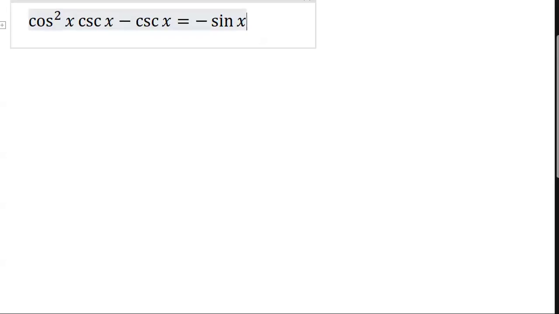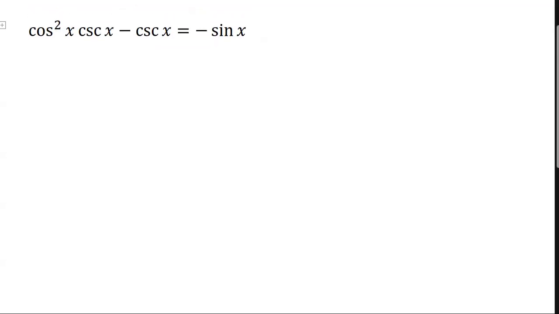Next, number 3. This one is cosine squared x times cosecant x minus cosecant x equals negative sine x. Again, the left-hand side is more complicated, so let's work on that side. Immediately I'm thinking, why don't I just factor out cosecant x?